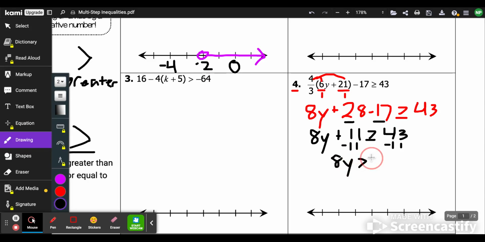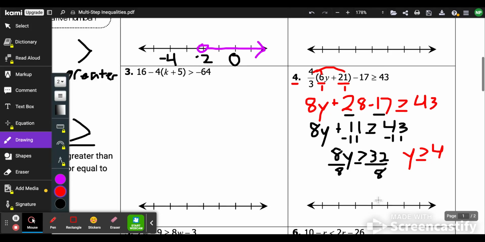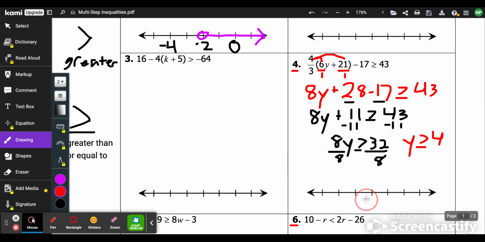It's greater than or equal to 32. So divide by 8. Divide by 8. So my answer is y is greater than or equal to 4. So this time my answer does include 4. So this time 4 could be my answer. 5 could be my answer. 6 could be my answer. But it just can't be any number that is less than 3. So I'm going to say 4 here.